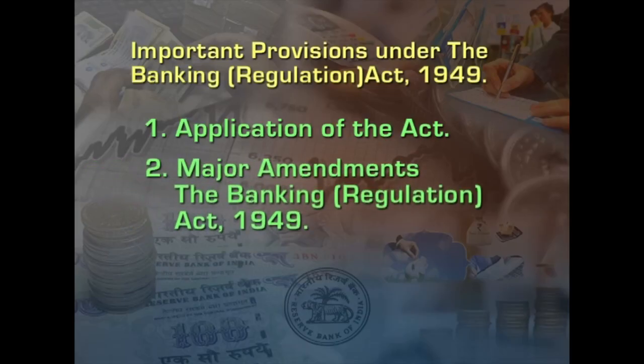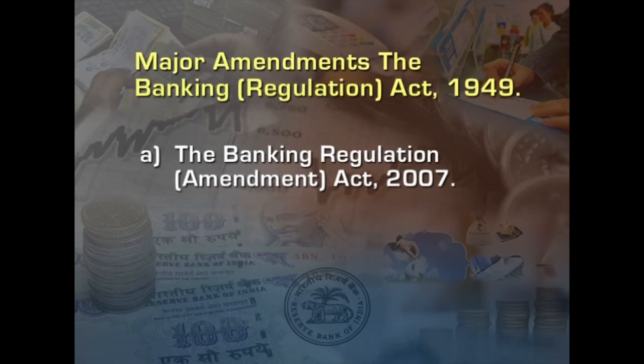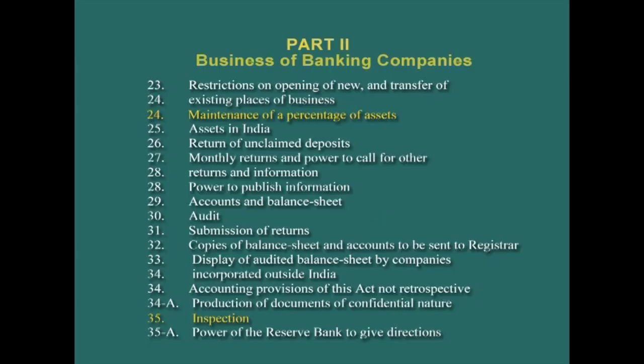We will now look at the major amendments of the Act. The Banking Regulation Amendment Act 2007. By this Amendment Act, Section 24 of the Banking Regulation Act 1949 was amended, providing for maintenance of percentage of assets, and Section 35 of the Act pertaining to the powers of the central government on the recommendations of the Reserve Bank of India to exempt by notification certain companies, and a laying of exemption notification in case of exemptions granted to institutions, banks, branches located in special economic zones, in short called as SEZs.